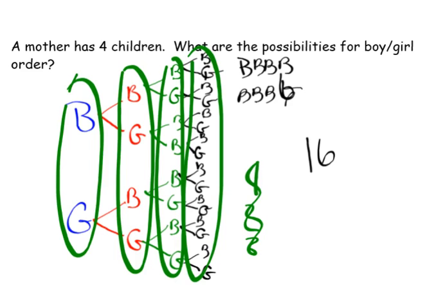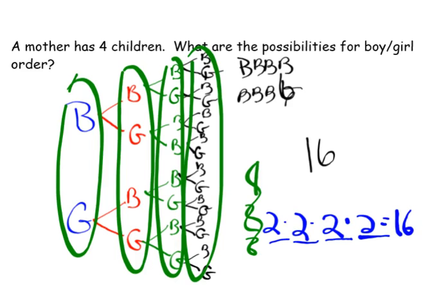Here with the 4 children, we had 4 things happening. The first child, the second, the third, and the fourth. There were 2 possible outcomes for the first child, boy or girl, 2 for the second, boy or girl, 2 for the third, and 2 for the fourth. So 2 times 2 times 2 times 2 is 16 possible outcomes.